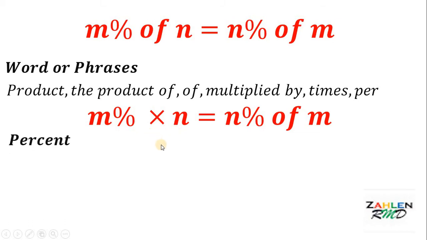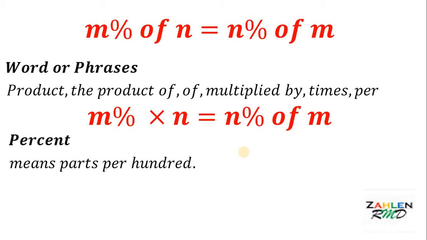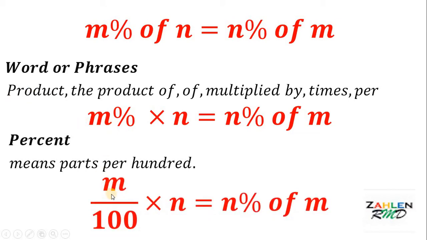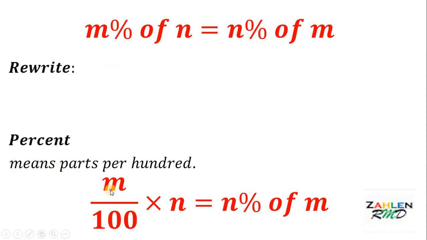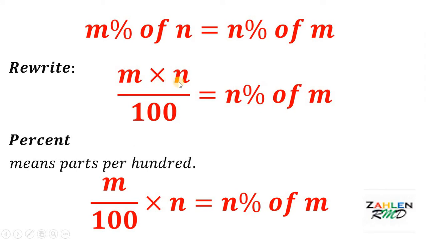Next, how about a percent? The definition of percent is that percent means parts per 100. Therefore, if we have 25%, this is just 25 over 100 or 25 per 100. Therefore, m% can be written as m over 100. So we have m over 100 times n. Next, let's rewrite the left-hand side. So m over 100 times n can be written as m times n all over 100.